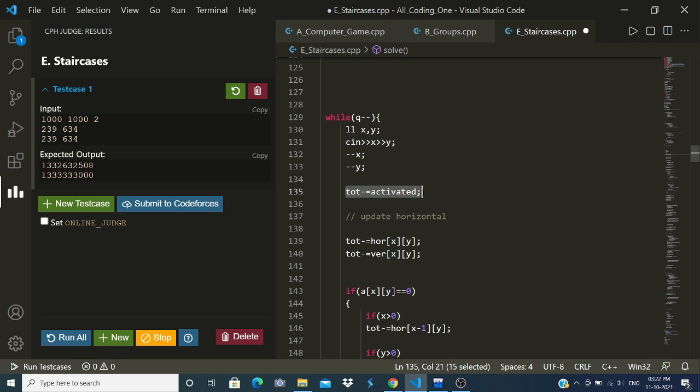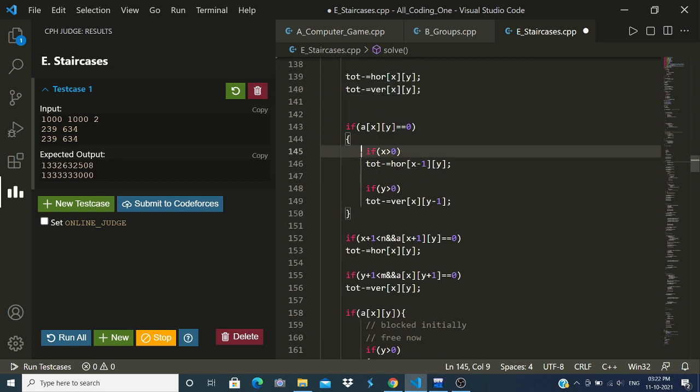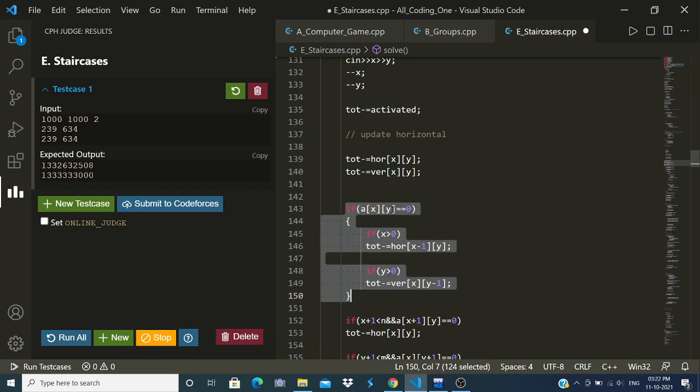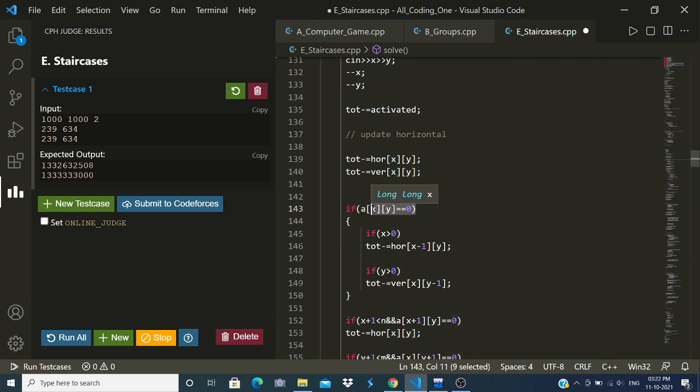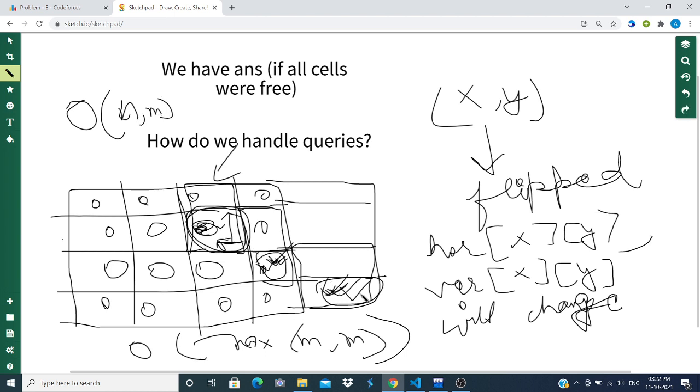First of all, I just subtracted the activated, how many free cells. Then I also subtracted the older values of my horizontal staircases which end at this, and then also subtracted the older value of vertical staircases which end at this. Then I checked, if it was earlier some free cell, then I know that it will now become a blocked cell. But one thing to be noticed here is that not only do we need to update these values, but also we need to update some other values.